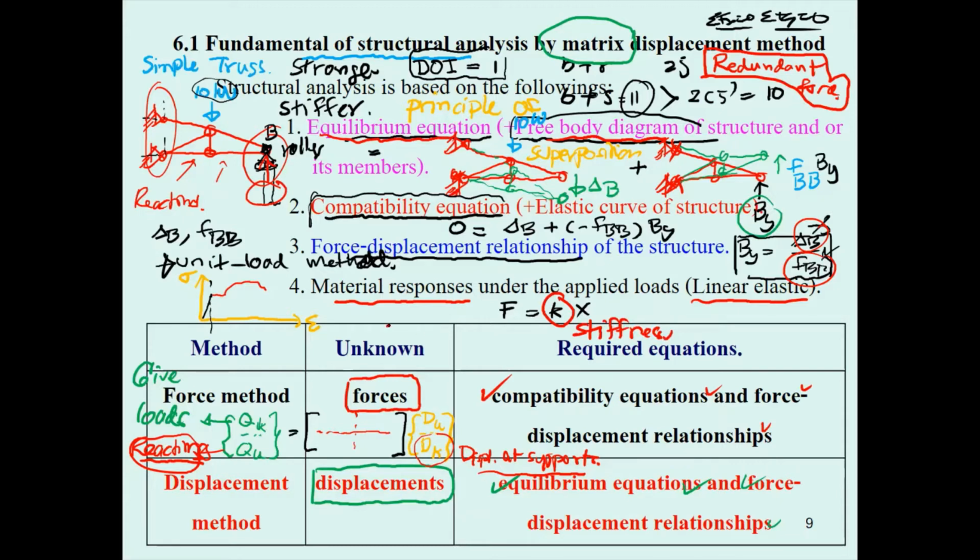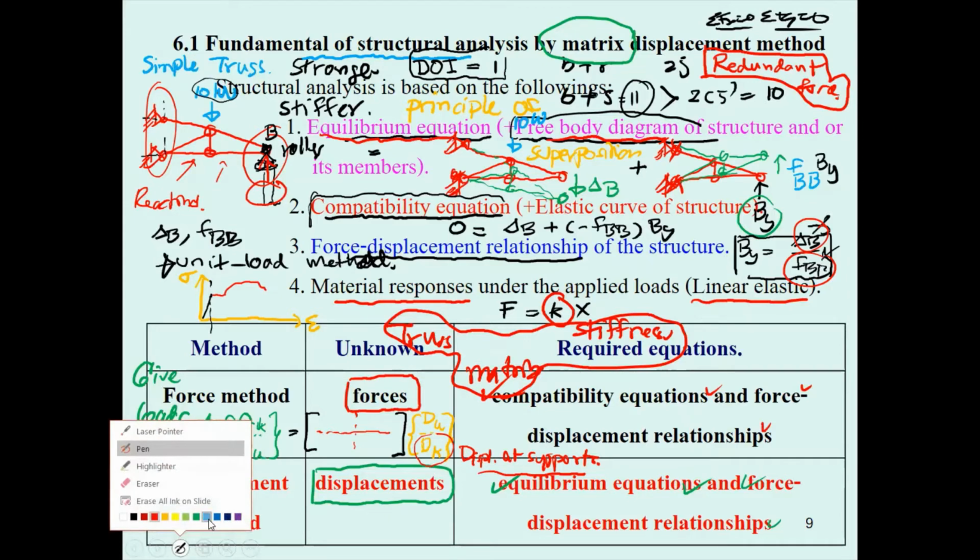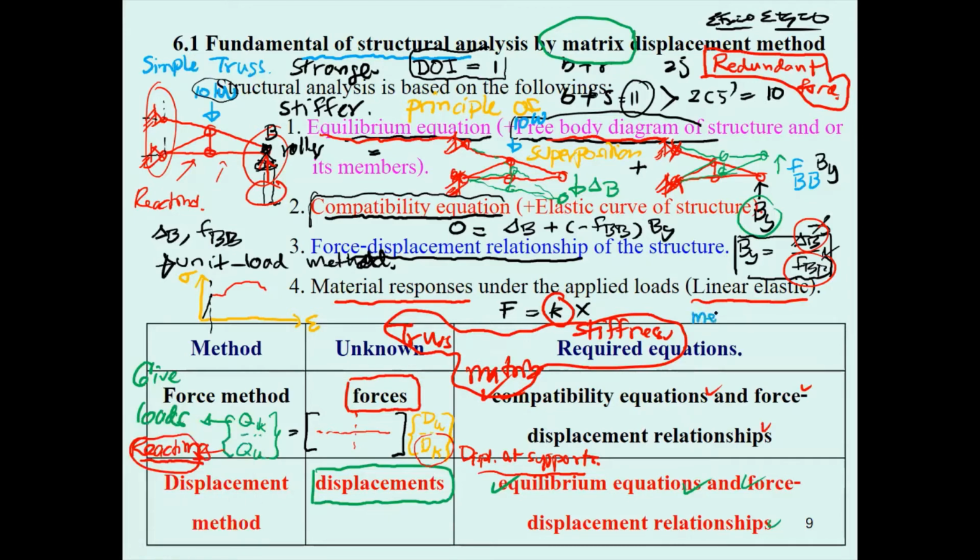It's going to be called the truss stiffness matrix. However, before you can find the truss stiffness matrix, you have to determine the so-called member stiffness matrix. That is going to be the first thing we determine. After we determine the member stiffness matrices, we put them together.